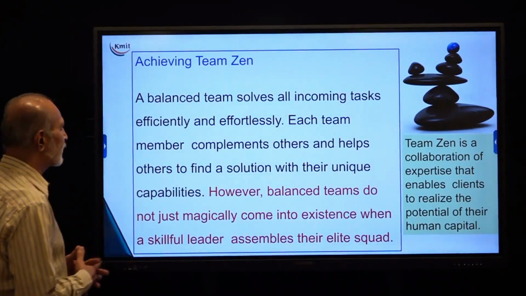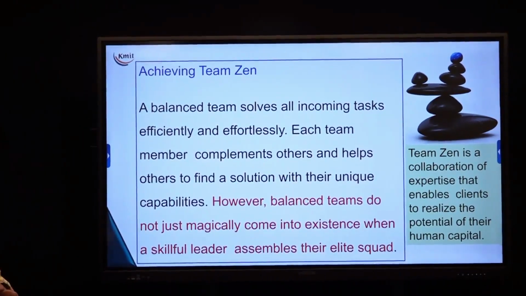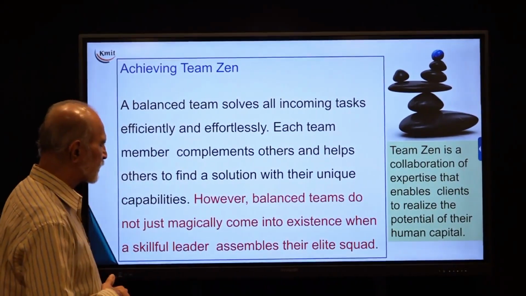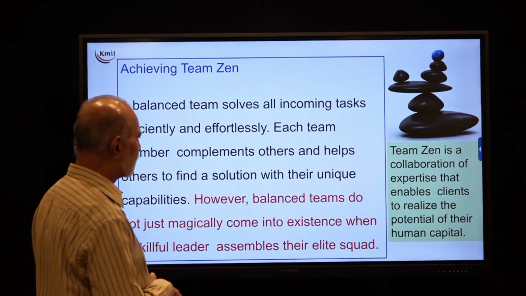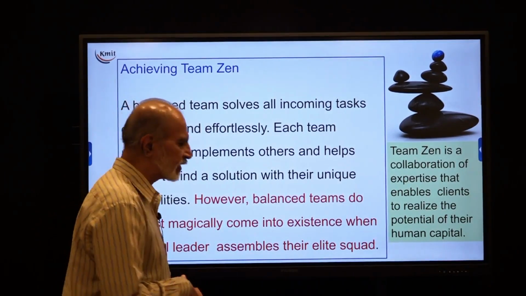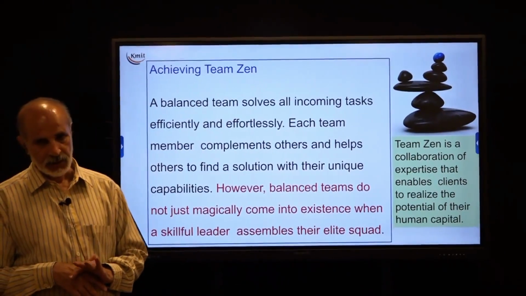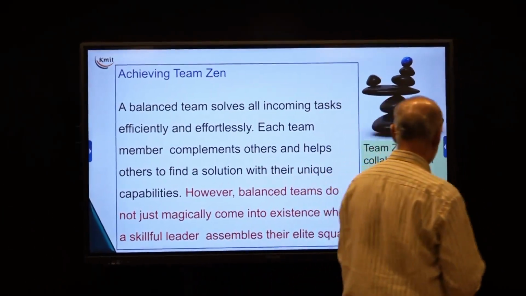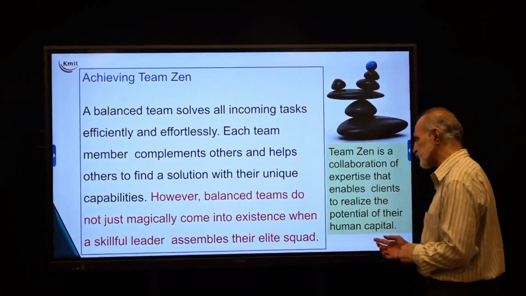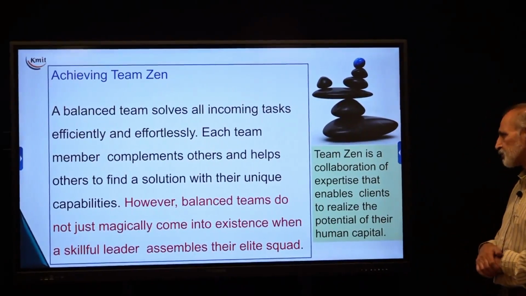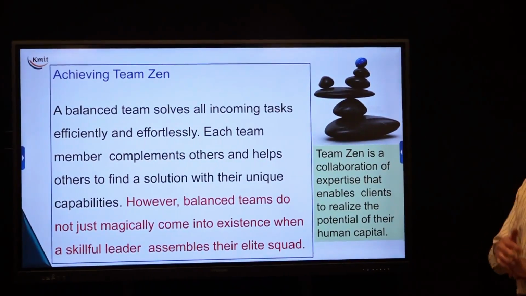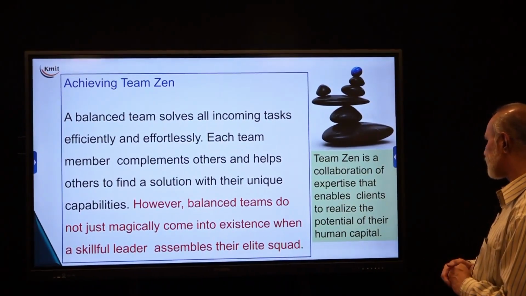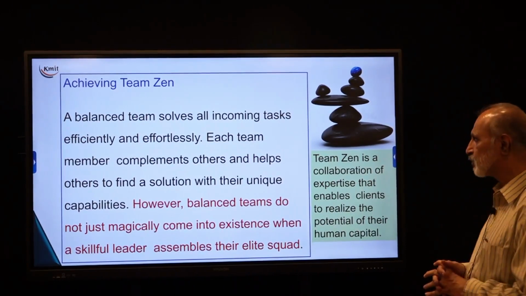What is meant by achieving team Zen? Zen is a Japanese word and team Zen is a collaboration of expertise that enables clients to realize the potential of their human capital. Ultimately, in a team, human is the most important and is treated as human capital. So team Zen is a collaboration of expertise. The people might have expertise in a particular domain, and that will enable the clients to realize the potential. So a balanced team.